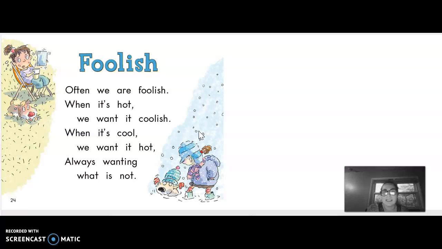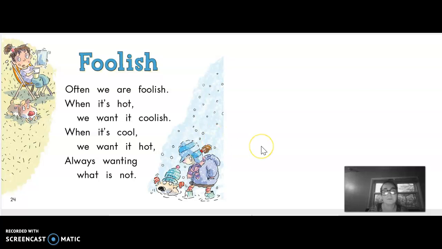That's kind of true, isn't it? Right now, as it's starting to get colder outside, I know I'm wishing it was warmer outside, but in the middle of the summer, I'm always looking forward to the cool autumn breeze.